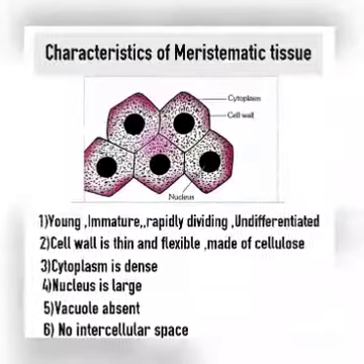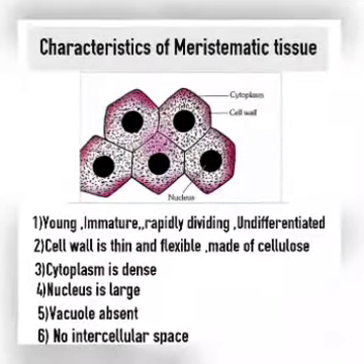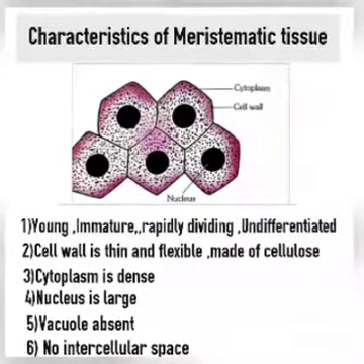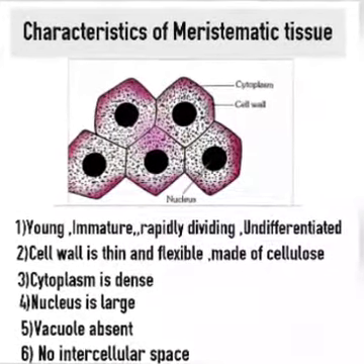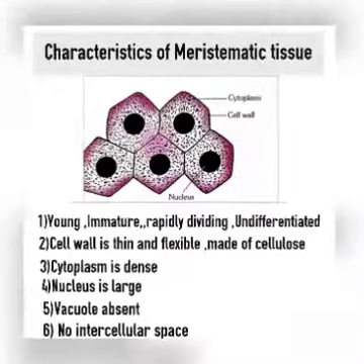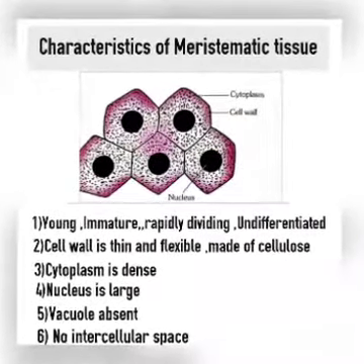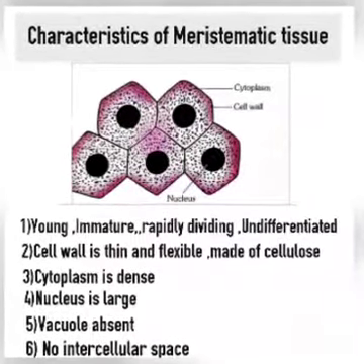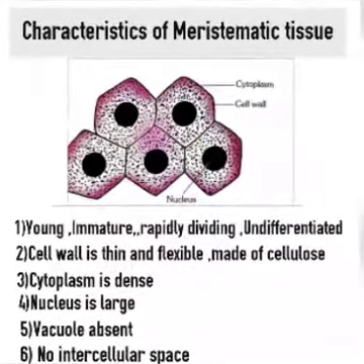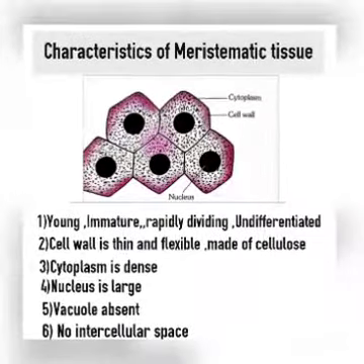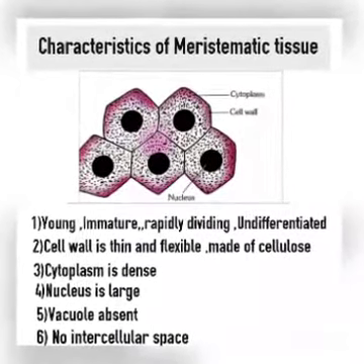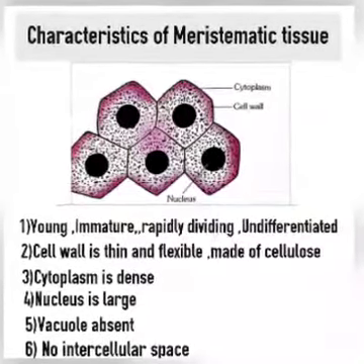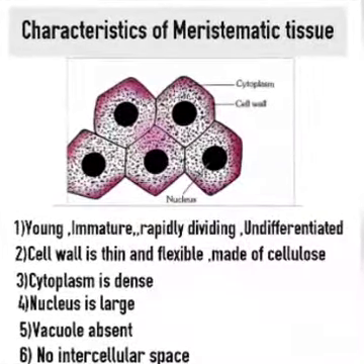Let's see some characteristics of the meristematic tissue. The cell wall is thin and flexible and is made up of cellulose. The cells in this meristematic tissue are young, immature, rapidly dividing, and undifferentiated. Cytoplasm is dense, the nucleus is large, and the vacuole is absent, and even if present, it is very small. There is no intercellular space, and cells are arranged in a compact manner.